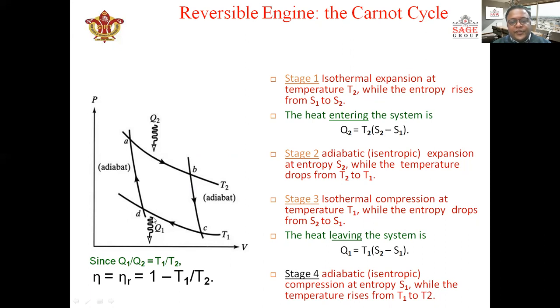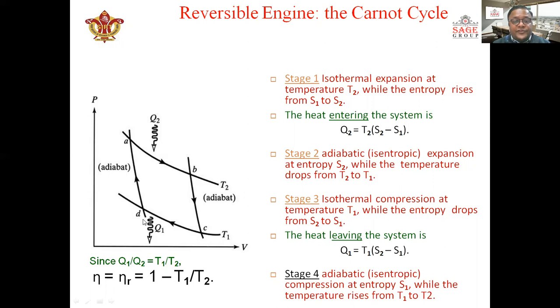The third process, C to D, is isothermal compression, where the pressure increases and the temperature remains constant, and heat is rejected to the surrounding body. It is called the sink body, where the entropy goes on decreasing, and the heat leaving the system is called Q1, equal to T1 times (S2 minus S1). That is the formula of stage 3, the isothermal compression process.